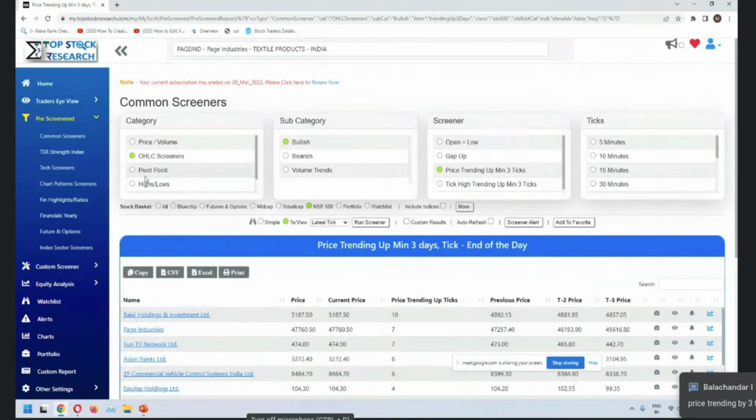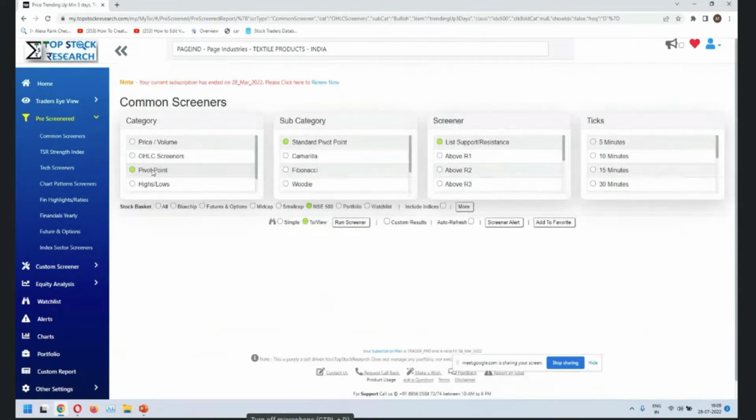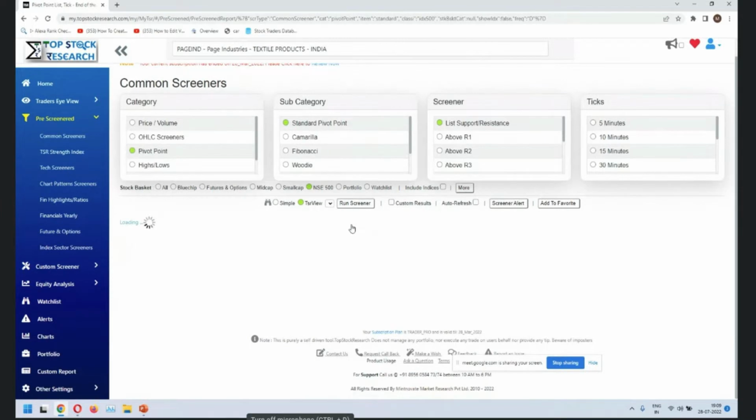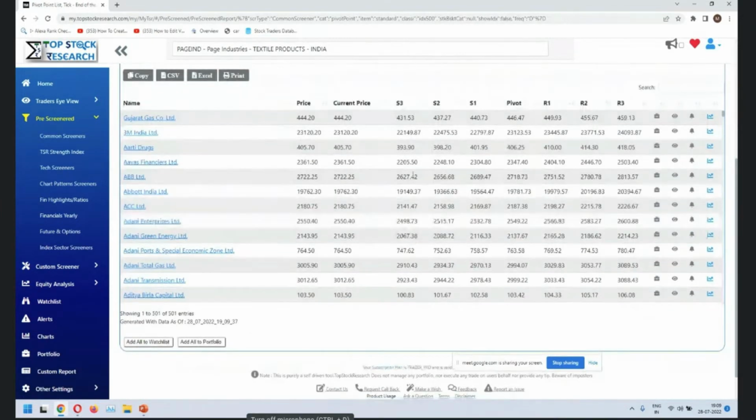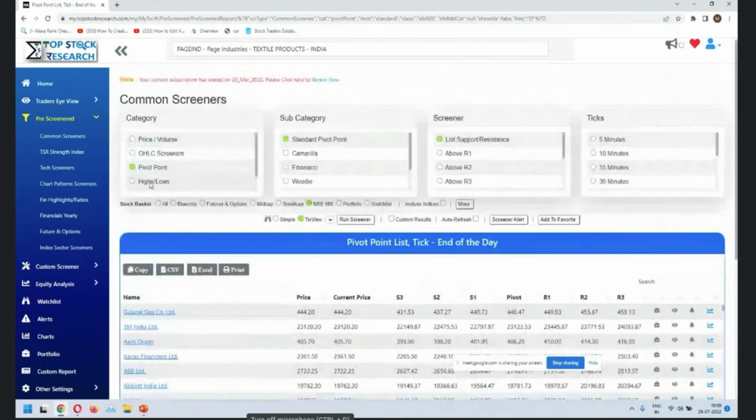Some of the other things you would typically be looking for: we have a very big set of users who look for pivot points. So during the market hours, if you are looking for stocks crossing above R3, then these are the stocks which are crossing above R3. I'll leave this to you to play with the system.